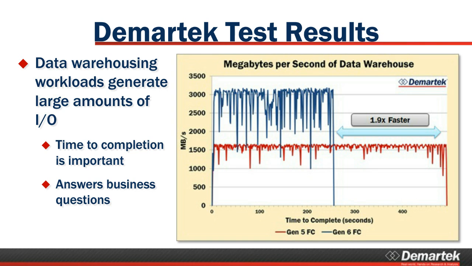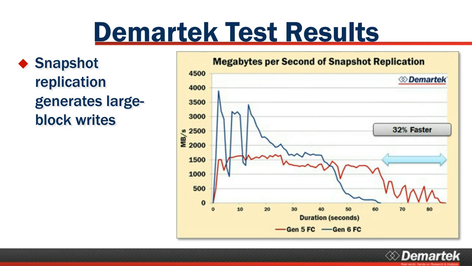Now, we did one other test. We decided to, in addition to doing transaction processing and data warehousing, which is very large searches and scans and so forth, we decided, well, what about when you replicate your database? Would there be any benefit there? So we did snapshot replication from the server to the storage, and you can see here the higher bandwidth available with the 32 gig card allowed that to complete 32% faster. Sometimes these applications don't write the full bandwidth all the time because they're doing other things in the background.